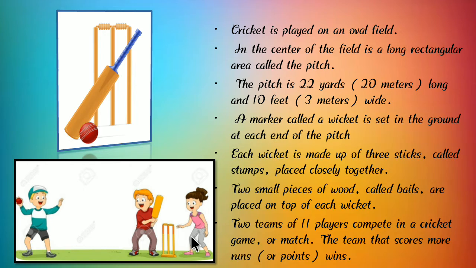In cricket we use a bat and ball, and 11 players play in this game, and the team that scores more runs wins. So children, do you all understand about cricket? Cricket is an outdoor game. Now we are going to learn the next game.